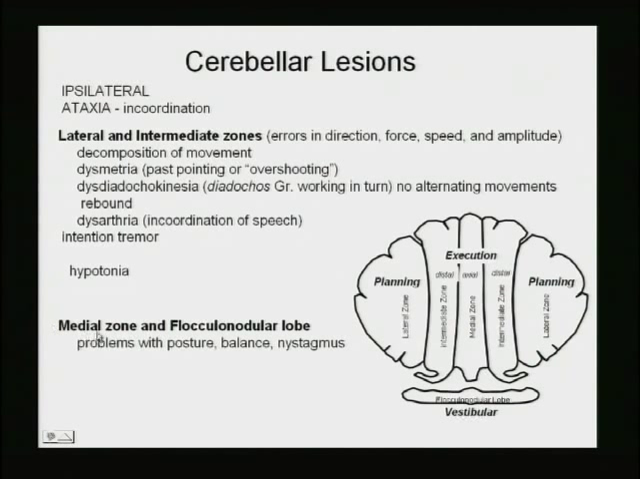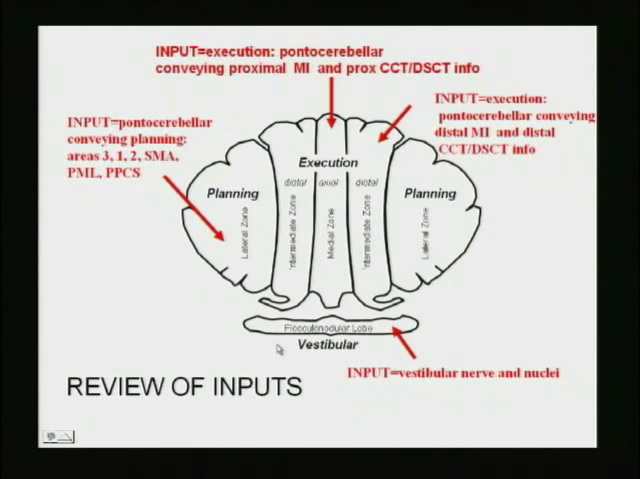Now we're also lumping into the medial zone and flocculonodular lobe such things as posture, balance, and nystagmus. But don't forget, with a lesion of the medial zone, you're going to have a different direction of nystagmus than with a lesion in the flocculonodular lobe. So this reviews inputs, and you can see I've left off the olivocerebellars. You just got to know those.